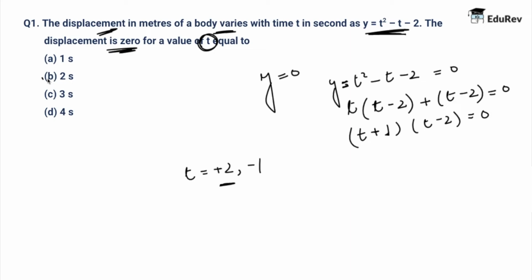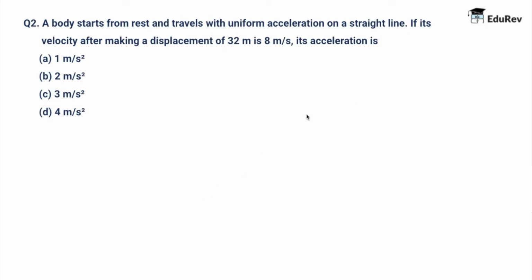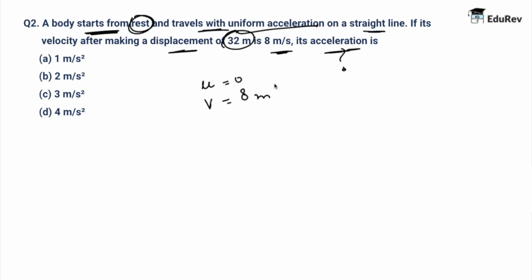So now let's move on to the second question. The second question states that a body starts from rest and travels with a uniform acceleration on a straight line. If its velocity after making a displacement of 32 meters is 8 meters per second, then what is going to be its acceleration? Now here we have been given that the initial velocity is 0, that is u equals 0, right? And the final velocity, that is v, is equal to 8 meters per second. And the displacement is 32 meters. Hence, we have to find out the acceleration.